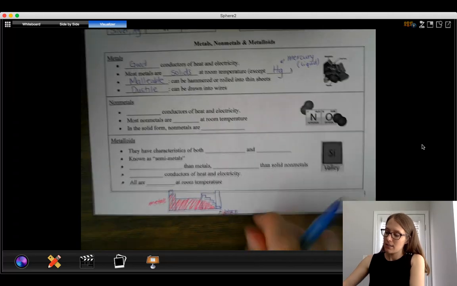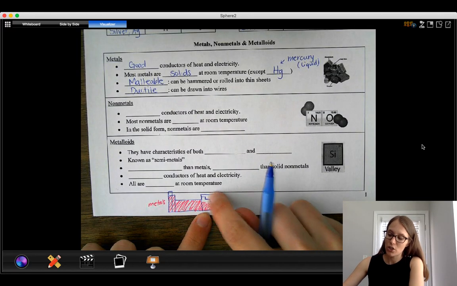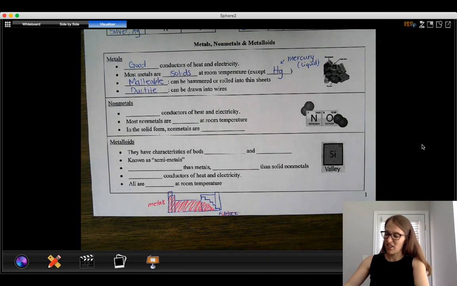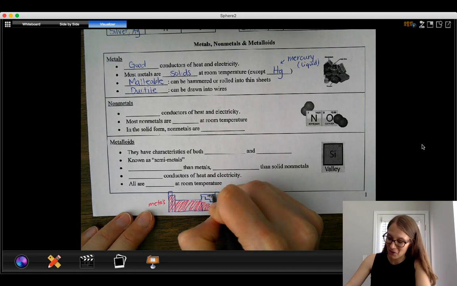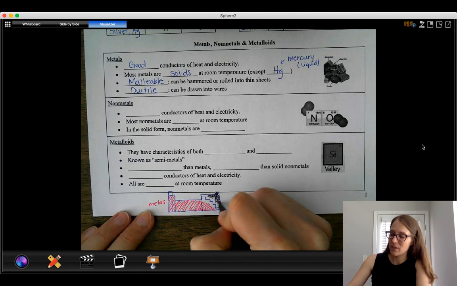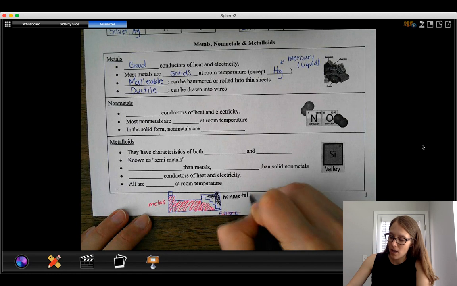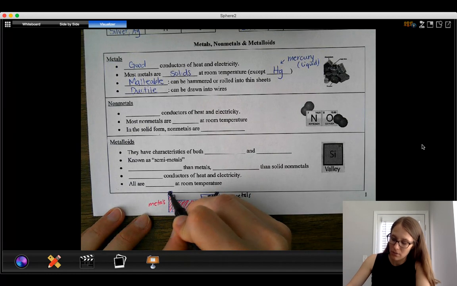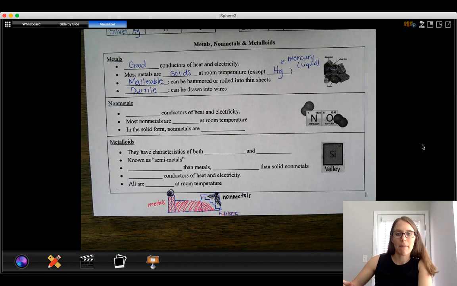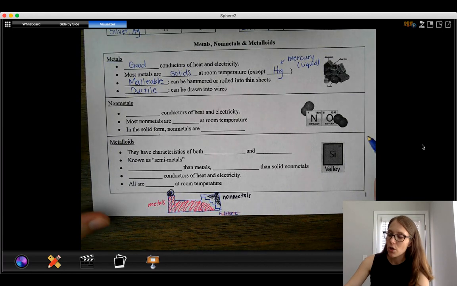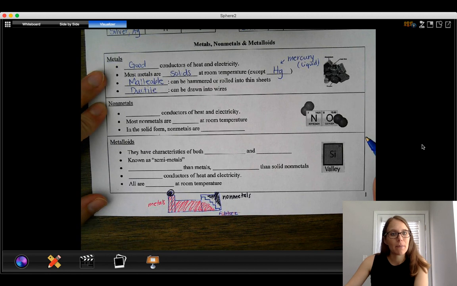The staircase is here. The elements to the right side of the staircase are nonmetals. Literally, our definition of nonmetal is not metals. That's what nonmetal means. Okay, so that's these elements over here, as well as hydrogen. So hydrogen is actually a nonmetal too, even though it's on the left side of the periodic table. So for nonmetals, we're going to have the opposite properties as metals.